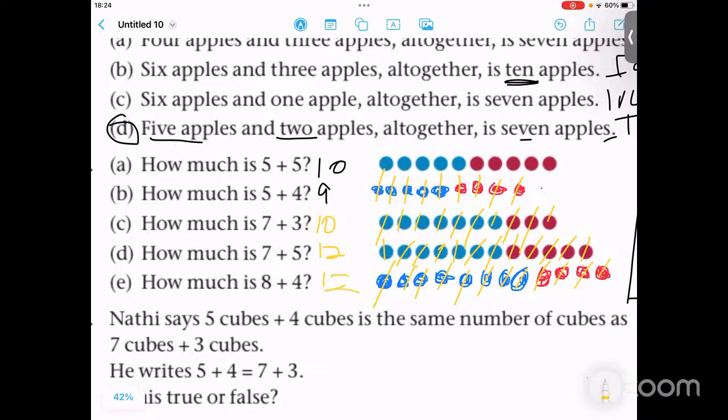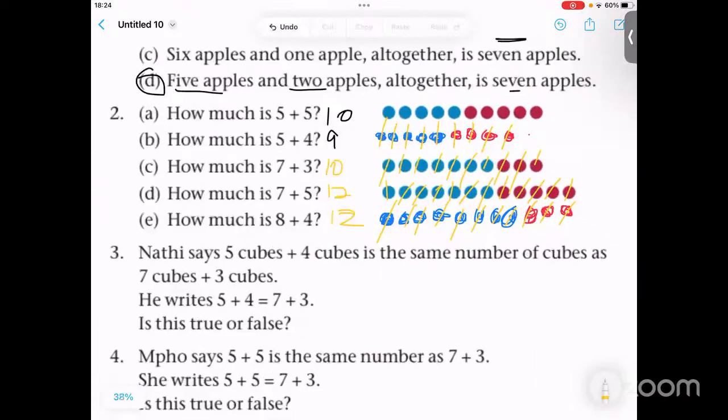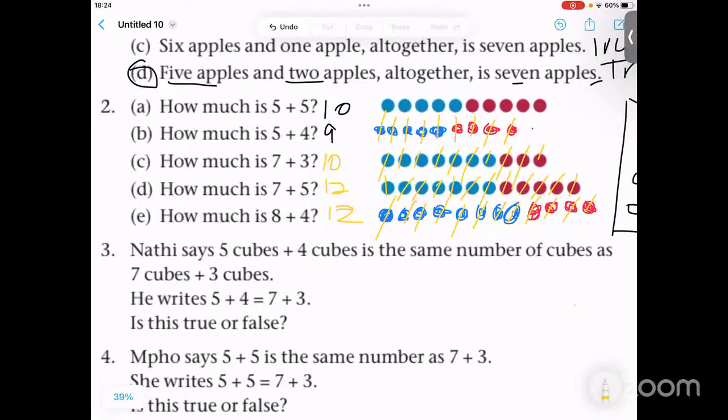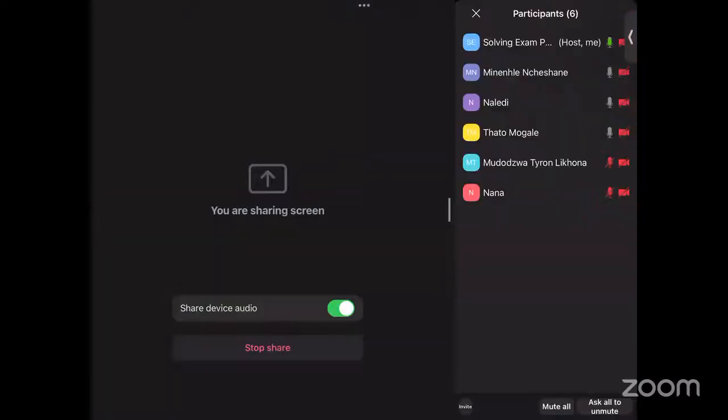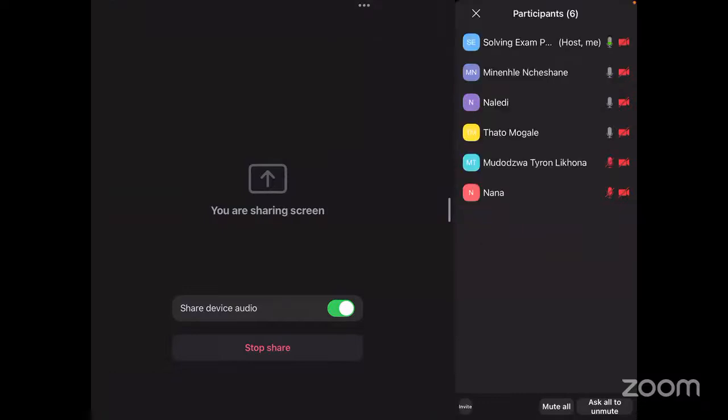Then we have 12 again. Do we have any questions so far? No, ma'am. Okay, cool. Make sure that you keep your mic muted, ne? Because there's someone who's having a background noise and I can't tell who. So you only unmute when you are answering or when you want to ask a question.